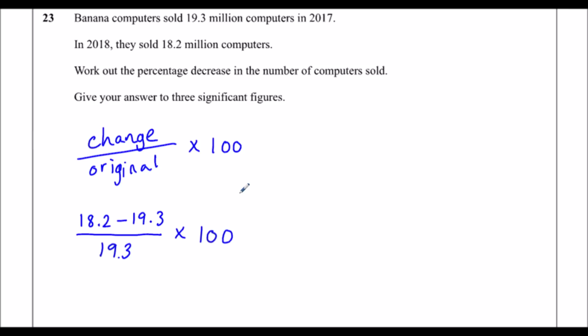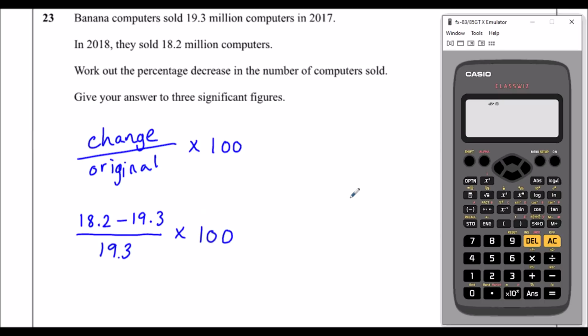If we had put those the other way around, it would be absolutely fine. We would just get a positive answer, and that would be the size of the percentage decrease. It'd be the same number, just without the negative sign. So let's type this in the calculator. 18.2 minus 19.3 over 19.3 times 100.